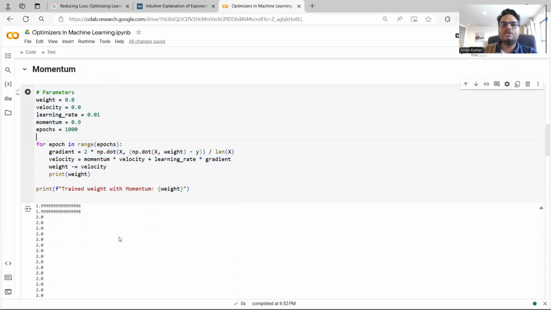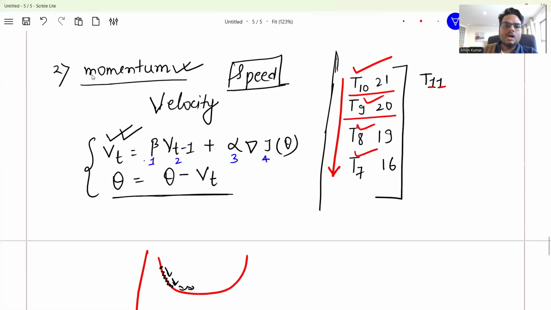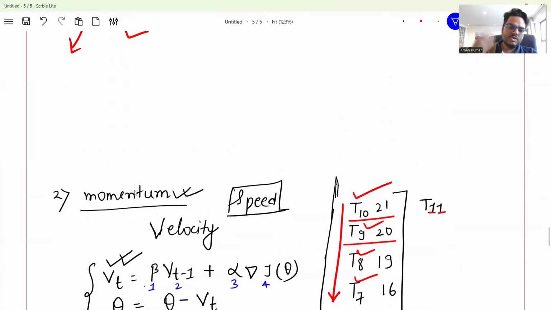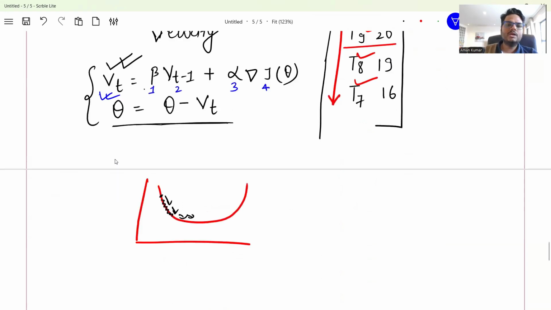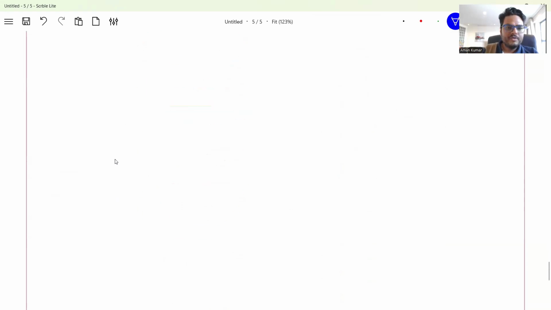So that is your second optimizer, momentum. How momentum is different from stochastic gradient descent or normal gradient descent is that momentum adds the concept of velocity. Velocity gives speed in the right direction, and then you reach. It uses an exponential moving average in the background, but the purpose is very simple: give speed in the right direction. Okay, that is your momentum.